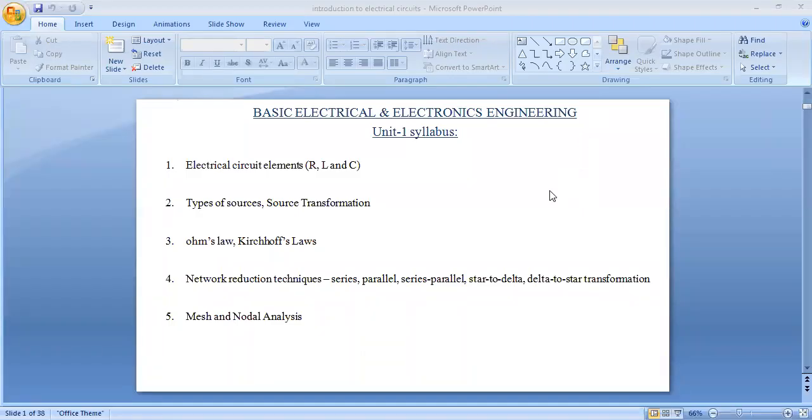Basic Electrical and Electronics Engineering. In that, the first unit is Introduction to Electrical Circuit. So in that we have the topics on electrical circuit elements, types of sources, source transformation, Ohm's law, Kirchhoff laws, network reduction techniques, that is series parallel, star to delta, delta to star transformation, and the last topic is mesh and nodal analysis.